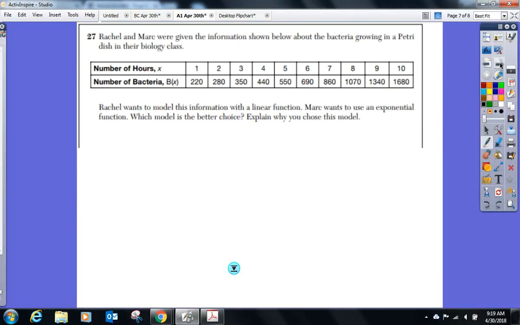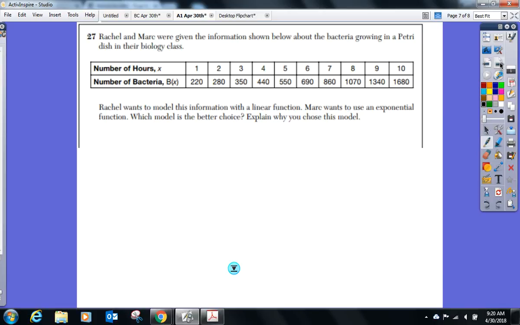We have time for this last one. Number 27. Rachel and Mark are debating. We have X, the number of hours, and Y, the number of bacteria. Rachel says to use a linear function to represent this. Mark says you'd better use exponential. Who made the better choice?